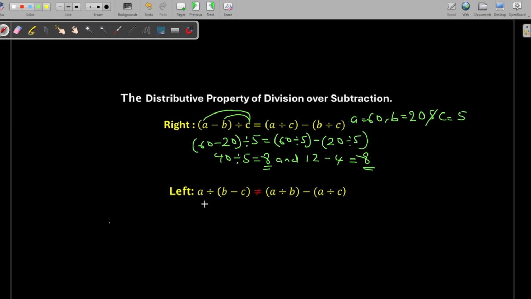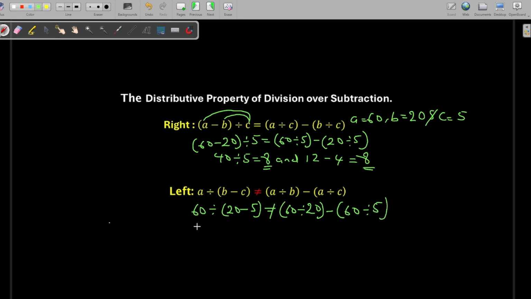hand side, with the next example. So for the next one, so for example, if we use the same values, so we have a to be 60 divided by b. What's our b? 20 minus c 5. We said it's not equal to a. Our a is 60, our b is 20 minus a 60 minus c, which is 5.